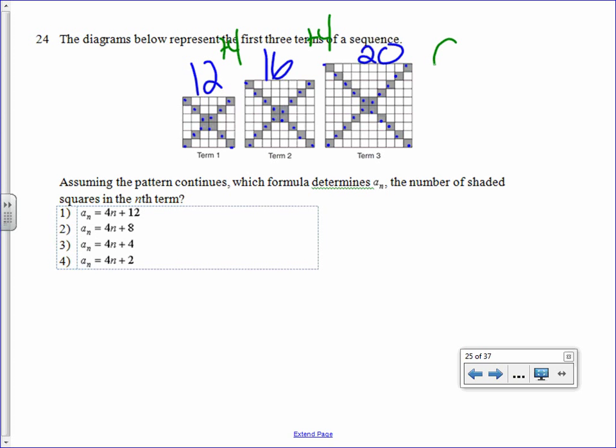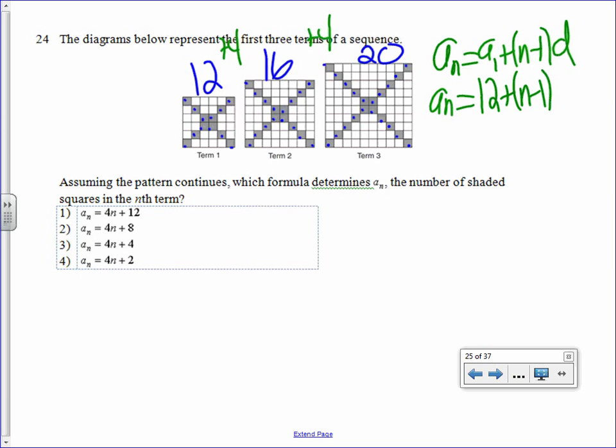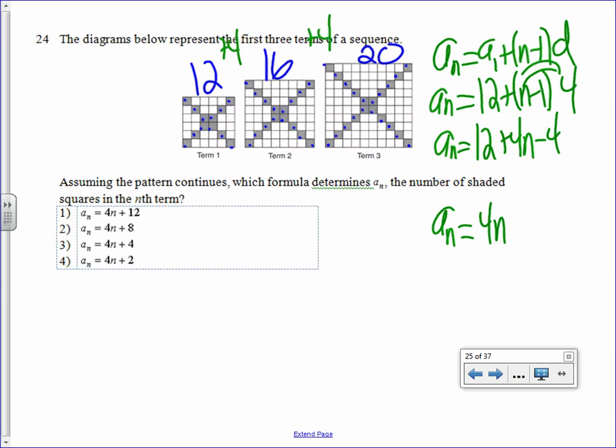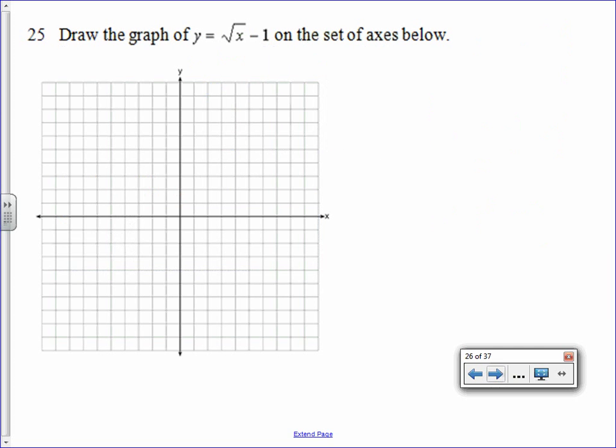So I go to the reference sheet and I use the formula. The first term is 12. N minus 1 is always n minus 1. D is 4. Distribute. Combine like terms. Done. Practice using your formula. It's not difficult as long as you practice it.